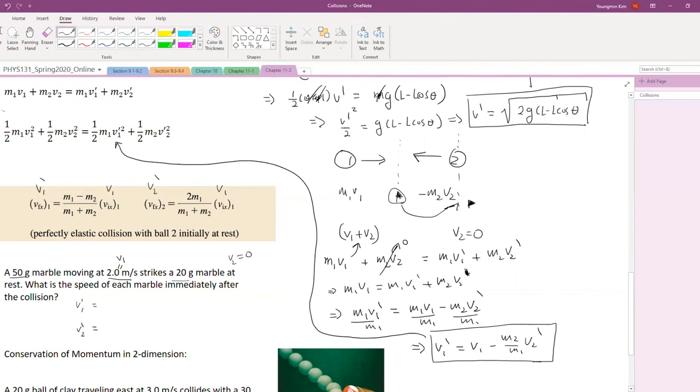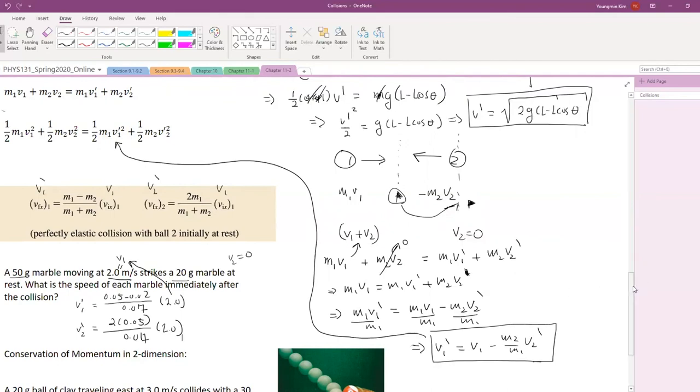So you already have a form where you just need to plug in the mass ratios for V1 prime and V2 prime. For V1 prime, you will have (M1 minus M2), so (0.05 minus 0.02) divided by 0.07, multiplied by 2.0 meters per second, that is V1, and voila, you have the answer for V1 prime. You do the same thing for V2 prime: you multiply 2 times 0.05 divided by 0.07 multiplied by 2.0, and it will give you V2 prime. So these expressions are given to save time, basically.